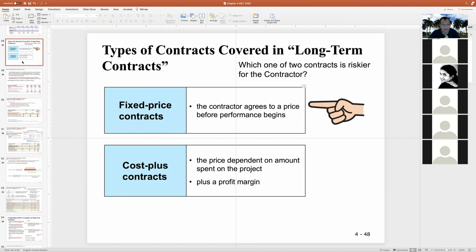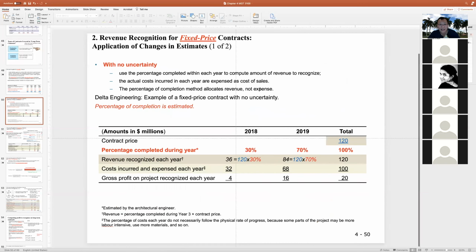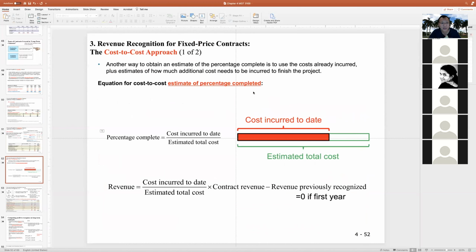I only used the one slide talking about cost plus contracts, right? Everything else, I'm talking about a fixed price contract. So remember I mentioned, I'm only using one slide, 2 minutes, to talk about the cost plus contract. I'm going to use the rest of the class lecture to talk about the fixed price contract. So when we talk about the cost to cost approach, it's under the umbrella of the fixed price contract.